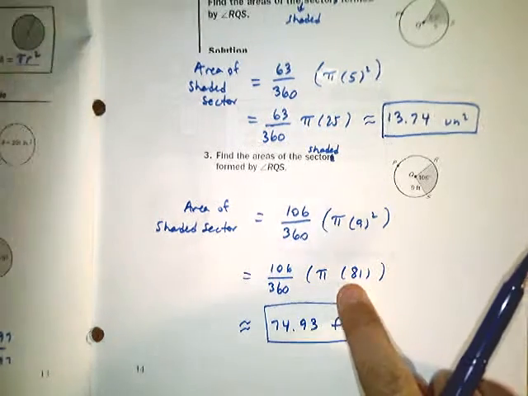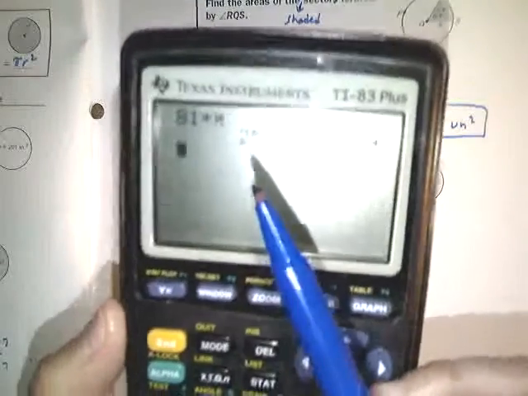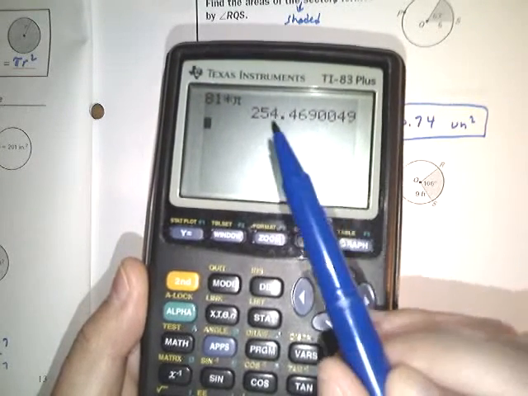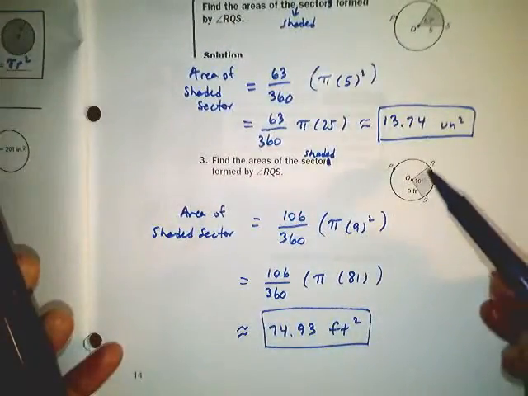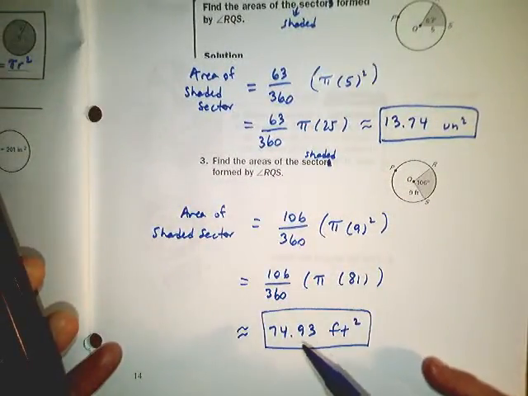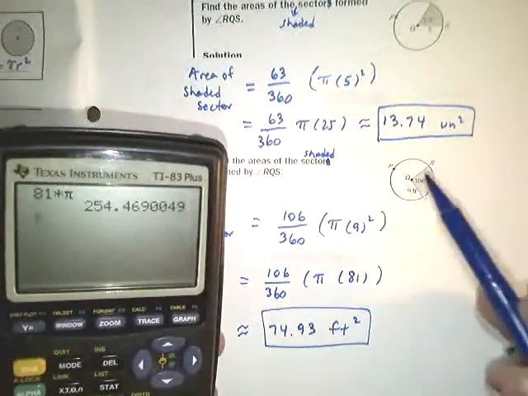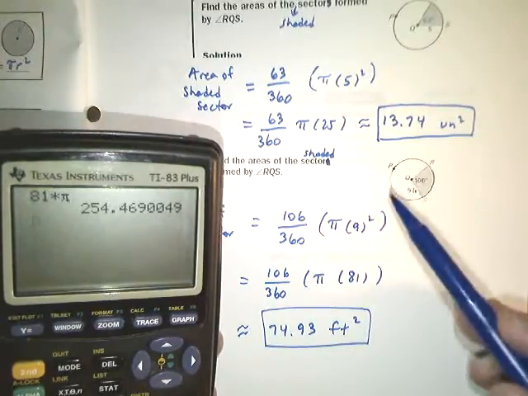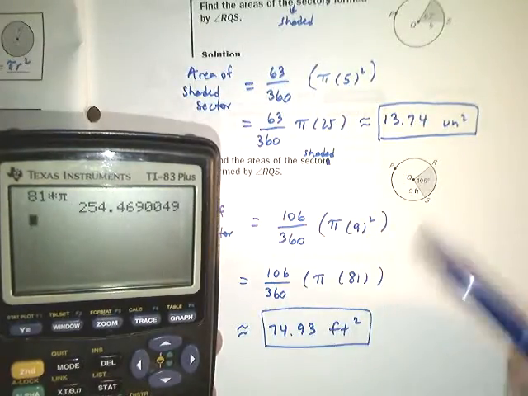So if 81 times pi is the area of the entire circle, that means the area of the entire circle is 254.469, so about 254 square units. Does it make sense that just this part would be 74.93 square feet? I think so. Just looking at it, if this is about 75 square feet and the whole thing is 254, it looks like a proportional amount. This looks like it would be the right answer.